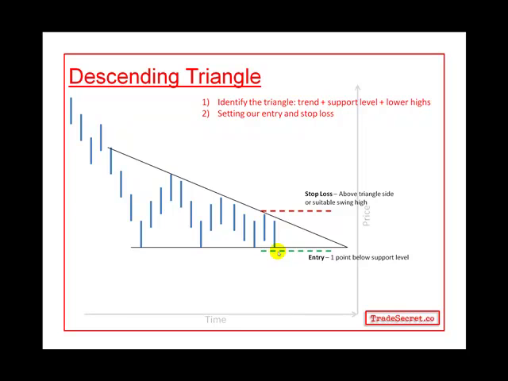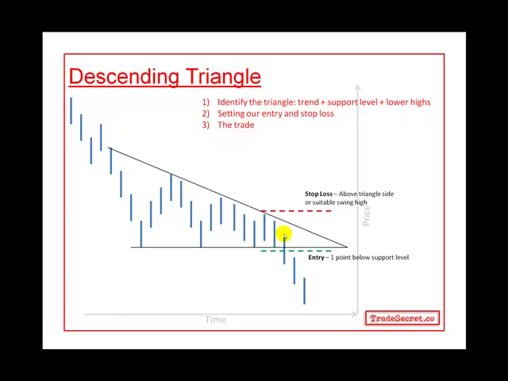The entry, we only want to enter when we break through that support level. Okay, that is the point we want to enter, so typically a point below the lowest point already established. Stop loss, well, that's going to go on the back side of the triangle or wherever a suitable swing high is, and this is going to be down to your own individual risk appetite and profile, but typically that's the sort of area you should be putting it for a sensible, conservative place.